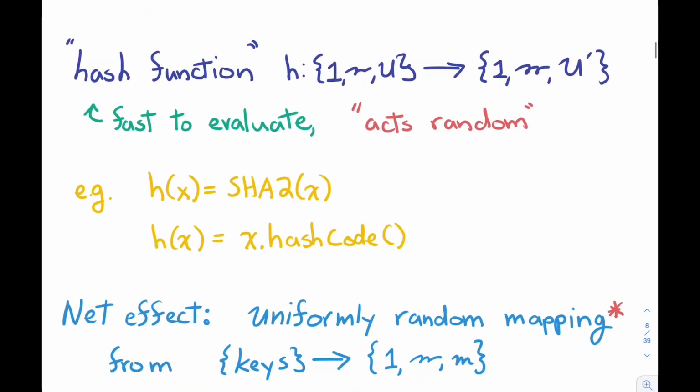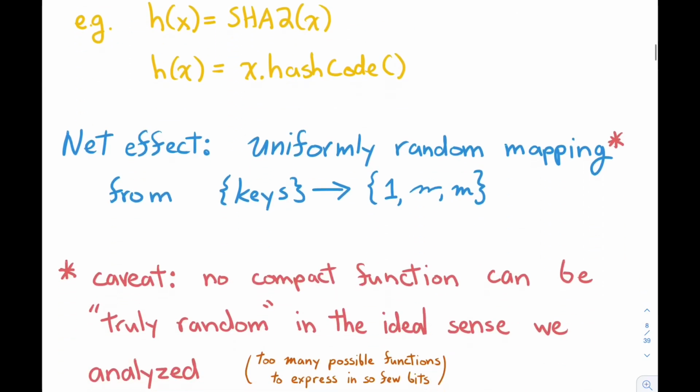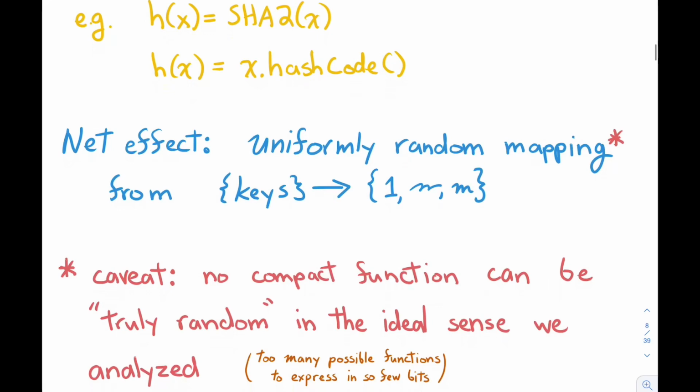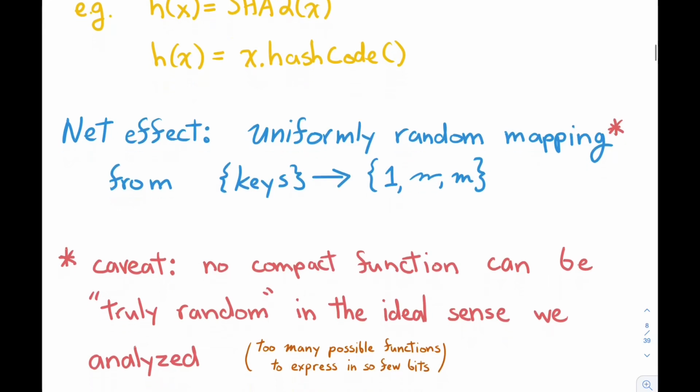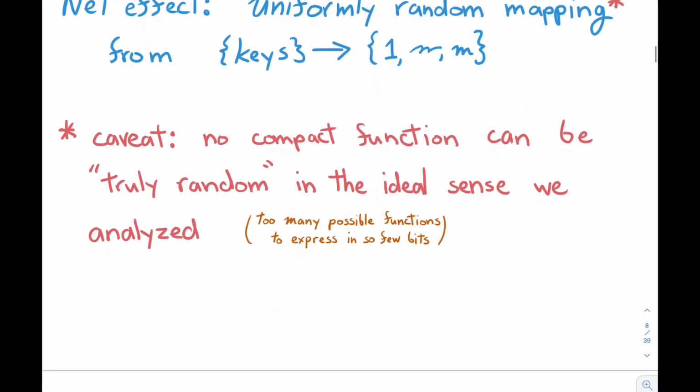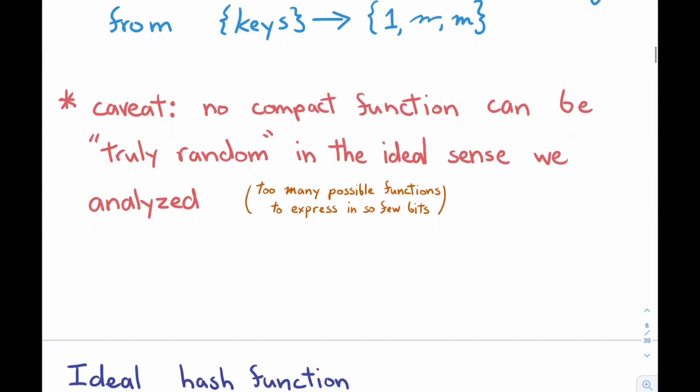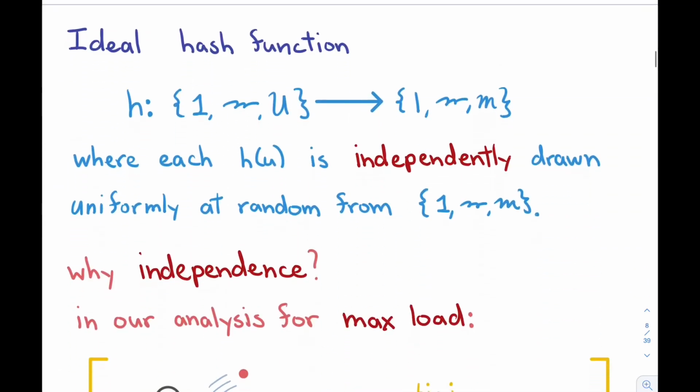Some examples of hash functions include SHA-2 or the .hashCode method provided in Java. The net effect is a uniformly random mapping from the set of keys to the set of indices 1 through m. That said, the assumption that we have a perfect, truly random hash function is not practical either. So we looked more carefully at the notion of an ideal hash function.